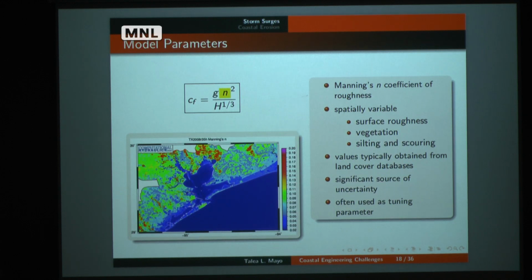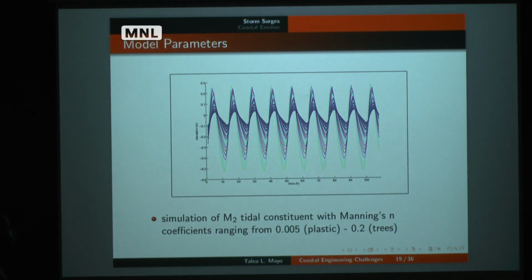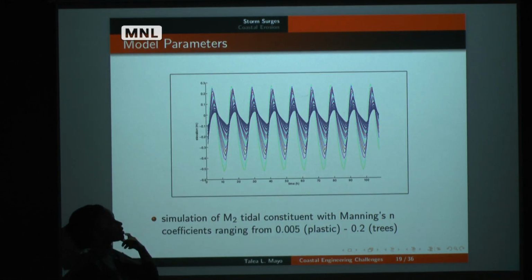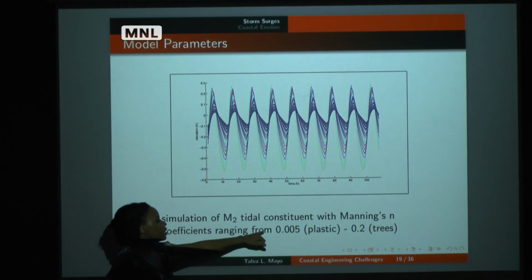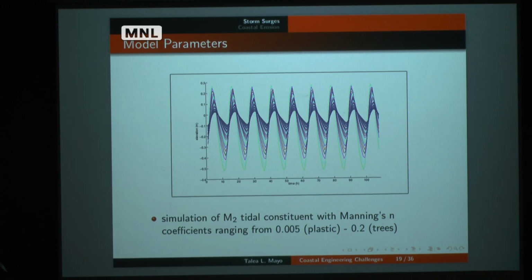It's also often used as a tuning parameter. We know there's uncertainty in this value, so if we're trying to hindcast and match our model to actual data, it's a good candidate to just adjust. Maybe the Manning's n was wrong. And this is showing sensitivity to Manning's n. I'm letting Manning's n range from 0.0005, a very small value, up to 0.2. The smaller value represents less friction, and the higher value is more friction.